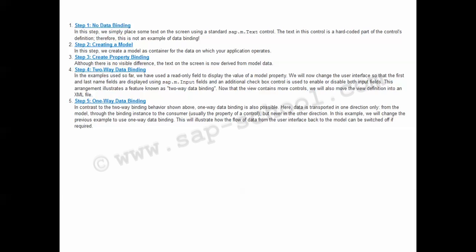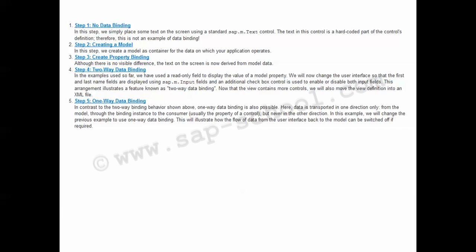After that, we have creating a model. In this, we create a model as the container for the data on which our application operates. Then create the property binding. So although there is no visible difference, the text on the screen is now derived from the model data.